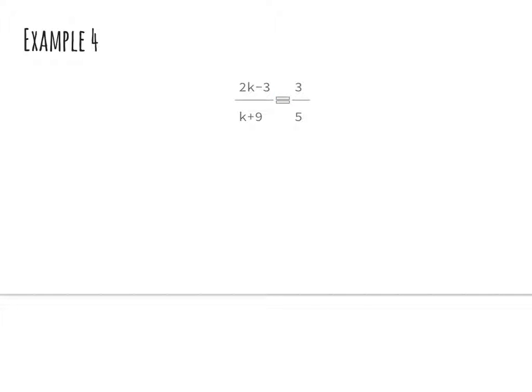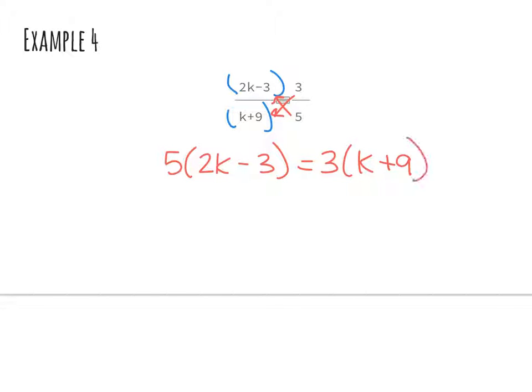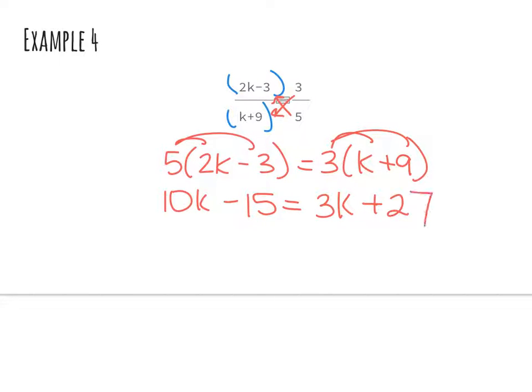Okay. The last example we have here, we have a double quantity here and here. Not a big deal. We can just put parentheses around them. We still cross multiply. And now we're just going to have to do a little bit more work to distribute both sides here. So we do 5 times 2k, which is 10k. 5 times negative 3 is negative 15. 3 times k is 3k. And 3 times 9 is 27.